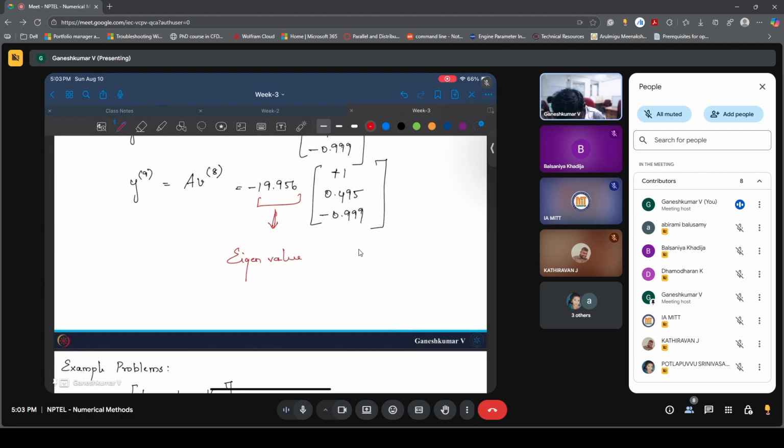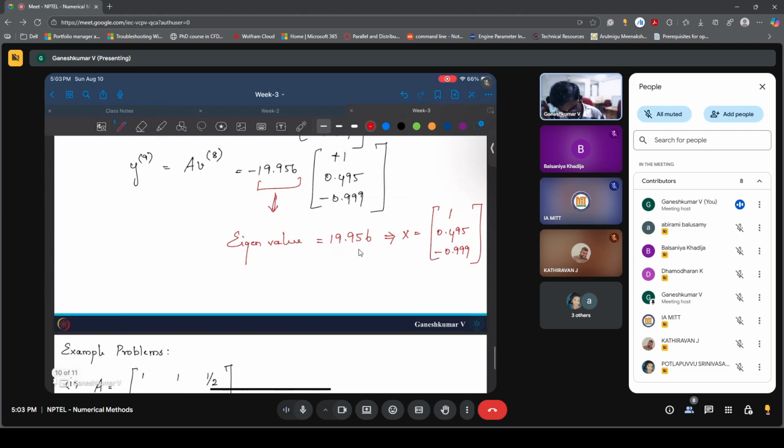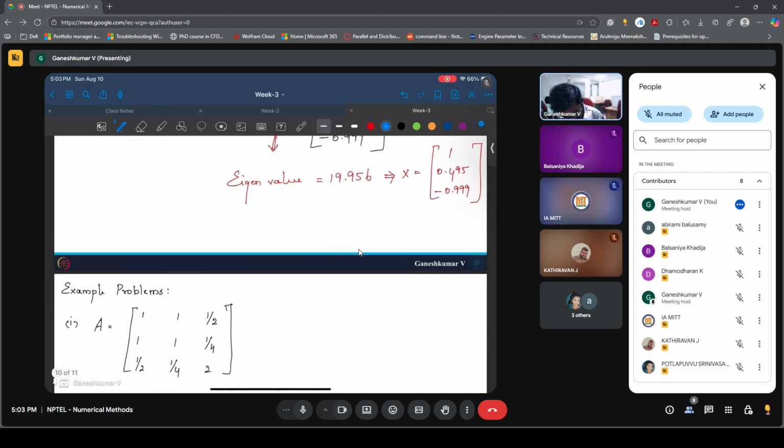Your eigenvalue is somewhere around 19.956, and the corresponding eigenvector x is 0.495 and minus 0.999. Or in other words, since these are all real numbers, we expect it also to be real numbers. Probably the eigenvalue is 20 and the corresponding x is 1.5 and minus 1. Okay, so this is at infinite iteration.